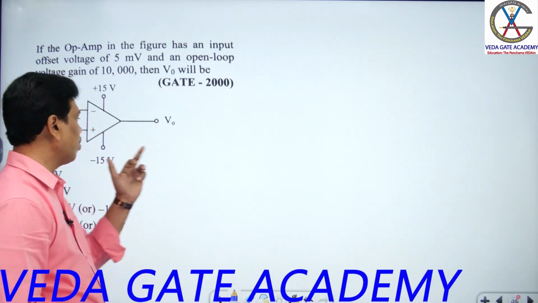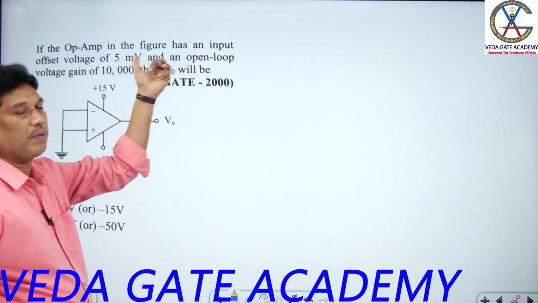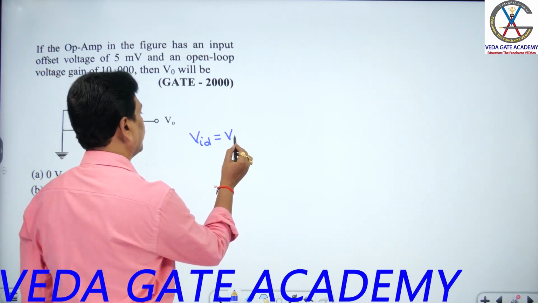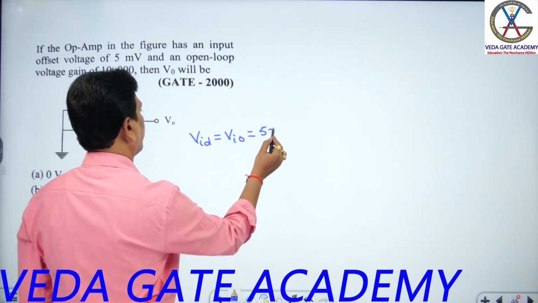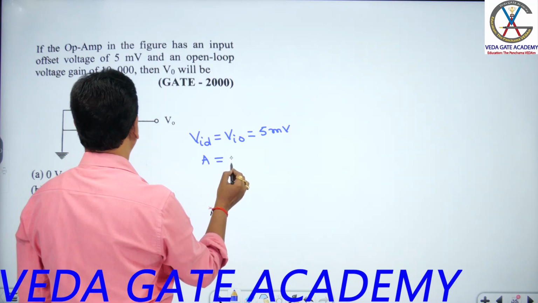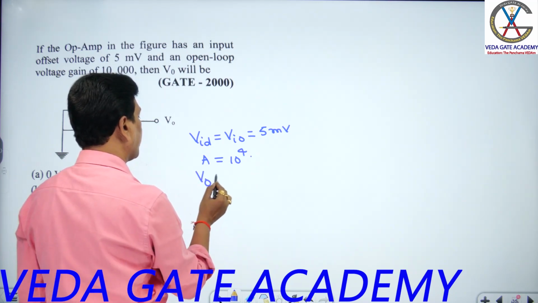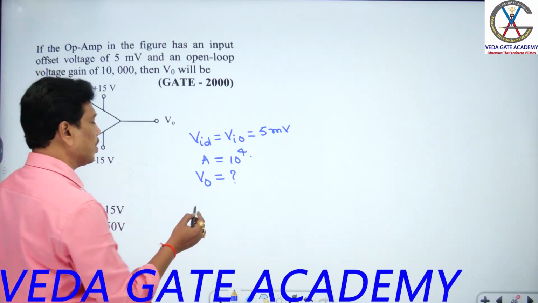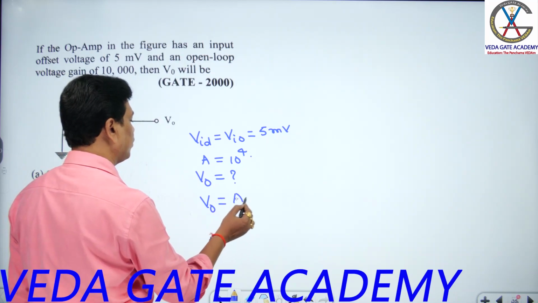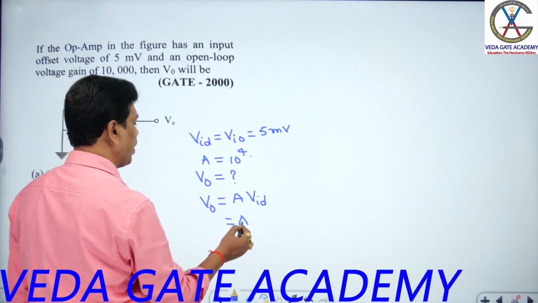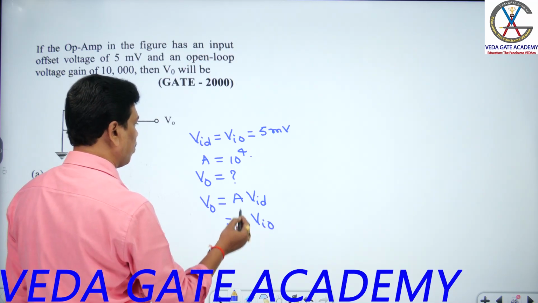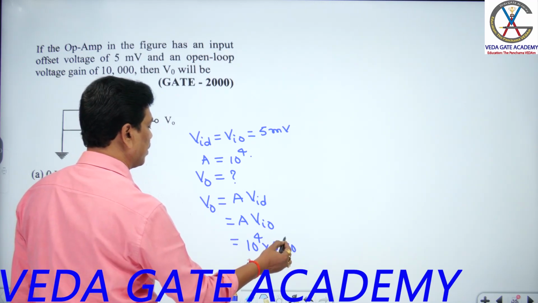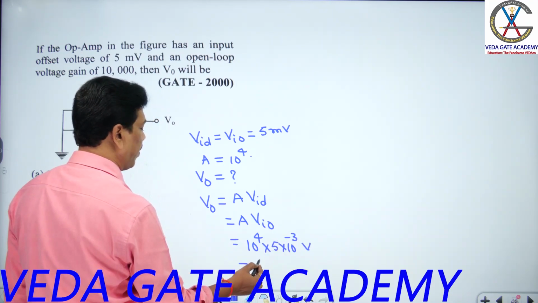Here VID is originally 0, but the input offset voltage is specified, so that is effective. So VID equals VIO, given as 5 millivolts. Open loop gain is already specified, equal to 10 power 4. What is that V naught he is asking, students? V naught equals A into VID, that is A into VIO. A equals 10 power 4, and this is 5 into 10 power minus 3. That equals 50 volt.